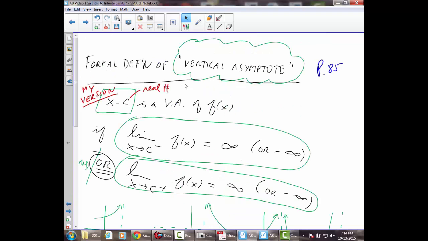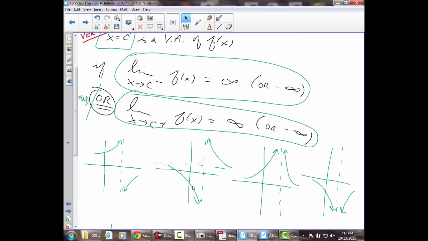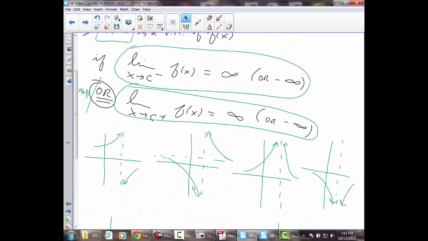Now, this brings us to the formal definition of a vertical asymptote. So here's my version of it. X equals c, where c is a real number, is a vertical asymptote of f of x if the limit as x approaches c from the left of f of x is either infinity or negative infinity, and/or the graph doesn't even have to exist on the other side of the vertical asymptote, but it might. But and/or the limit as x approaches c from the right of f of x equals either infinity or negative infinity. So here's the 4 common examples of when the graph approaches the vertical asymptote from both sides.